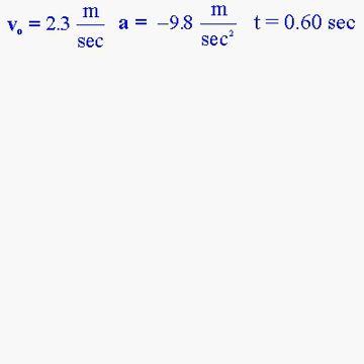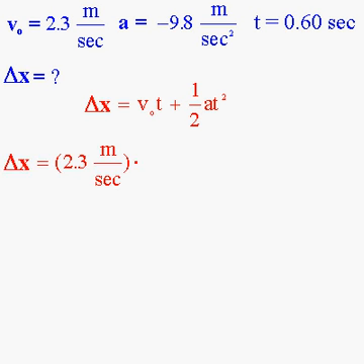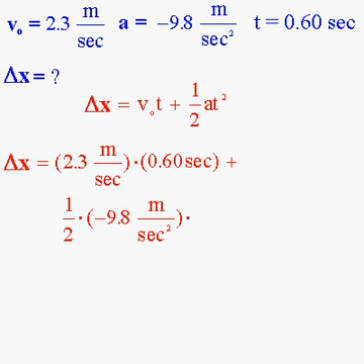We also know that time is 0.60 seconds. And the question is, at that time, what's the displacement of the rock? Okay, well that's everything we know. Now we need to figure out which equation to use. We need an equation with displacement, initial velocity, time, and acceleration. That's this equation. Delta x equals v naught t plus 1/2 at squared. All right, let's plug in the numbers. We don't know delta x, that's what we're looking for. But v naught is 2.3 meters per second, t is 0.60 seconds, acceleration is negative 9.8 meters per second squared, and t once again is 0.60 seconds.